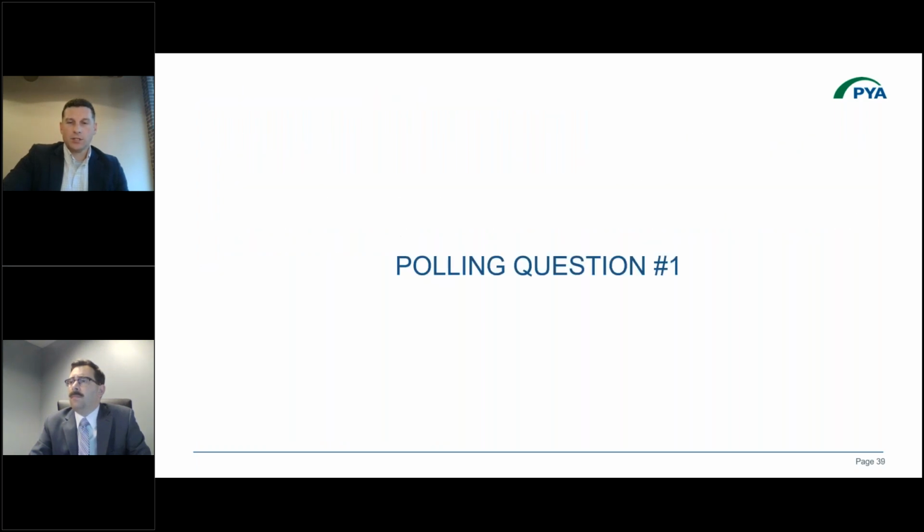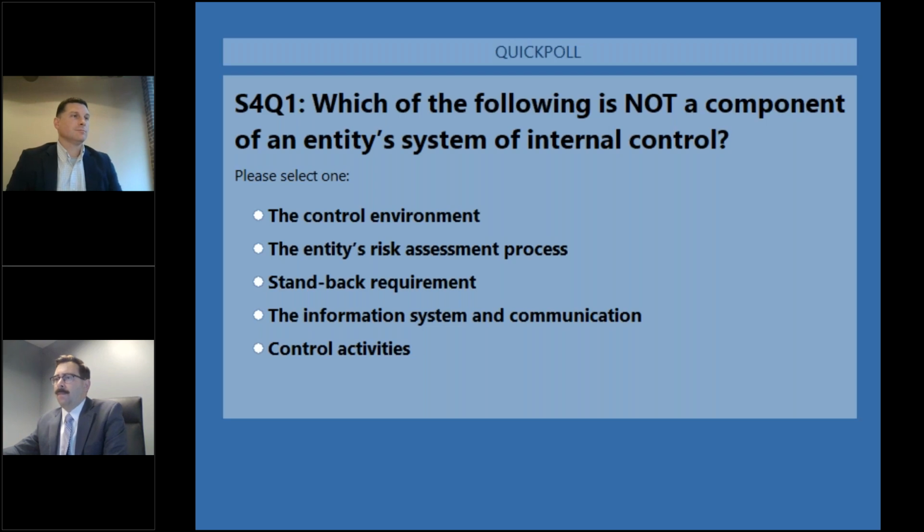And with that, I think that brings us to our first polling question, Angie. Terrific. Matthew, if you will open up the polling question. Our first polling question of our last session is, which of the following is not a component of an entity's system of internal control? The control environment, the entity's risk assessment process, the stand back requirement, the information system and communication, or control activities. You'll have a few moments to answer the polling here.